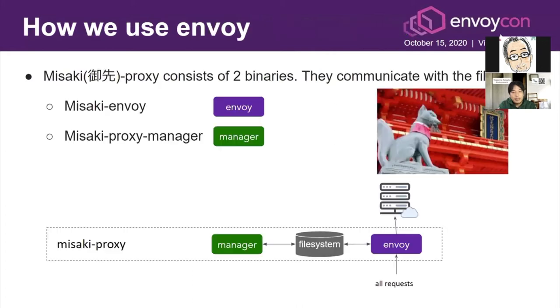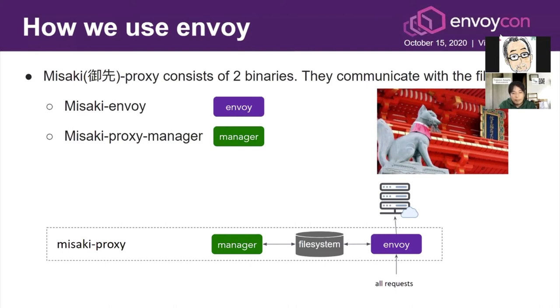And next, I will introduce how we use Envoy. Our project is called misaki-proxy. Misaki means device messenger in Japanese. And a messenger is a fox in Japan, so our icon is a fox. Misaki-proxy consists of two binaries. The first is Misaki Envoy, which is based on Envoy. The second is Misaki Proxy Manager. They communicate with the file system.